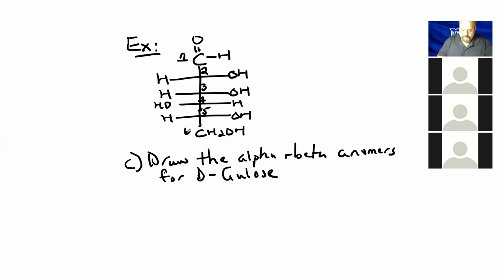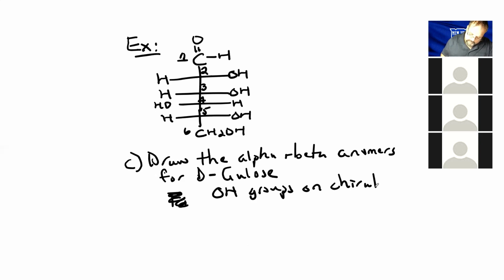Can you just repeat that again? Sure. So you have your Fischer projection. This speaks to the OH groups on the chiral carbons.